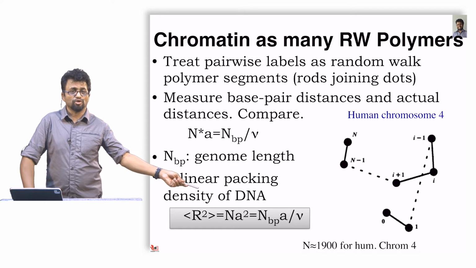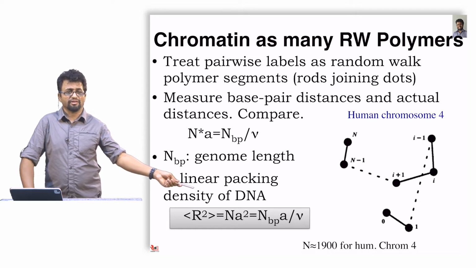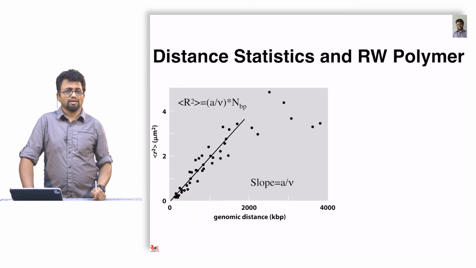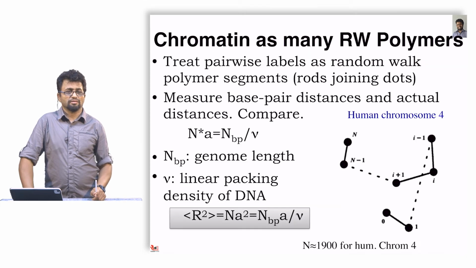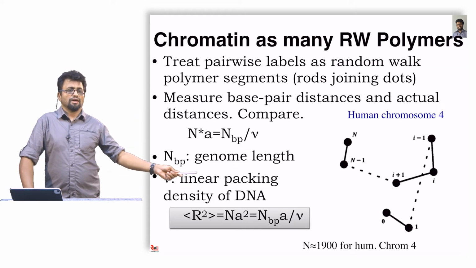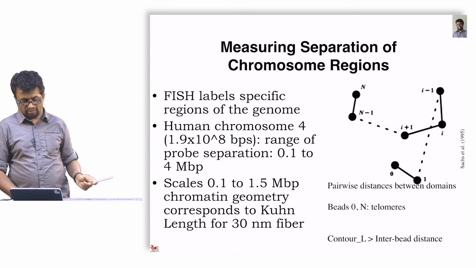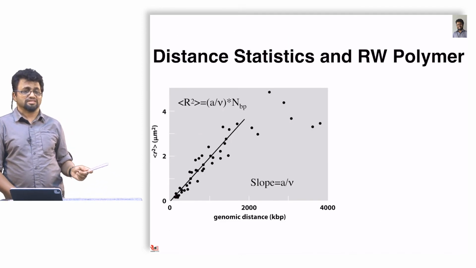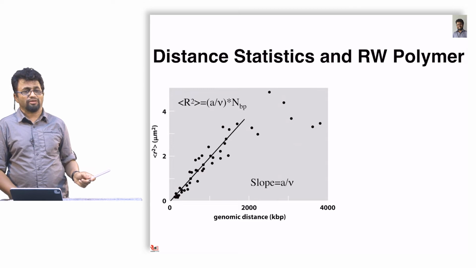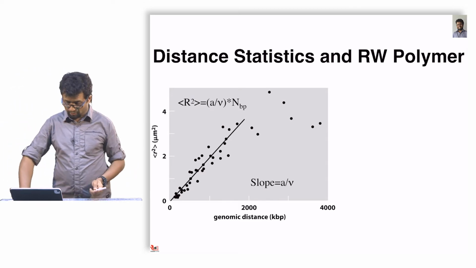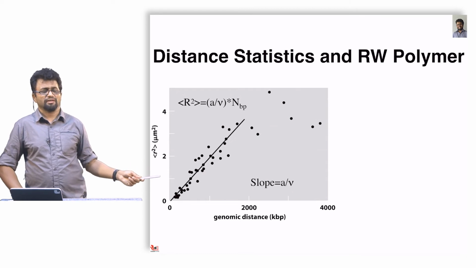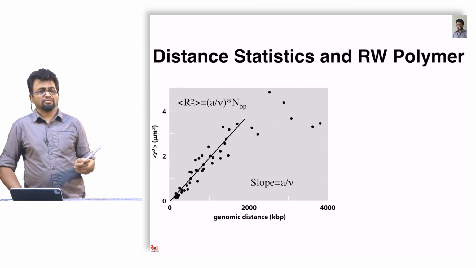N for the human chromosome is 1900, that is the number of bases. That is the range that they were able to estimate. So the distance statistics of the random walk polymer looked like this in the case of this same chromosome number 4, where they found that as the genomic distance went from 0 to 2000 kilobase pairs, the slope of the line was a straight line.